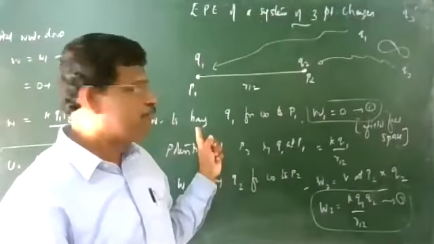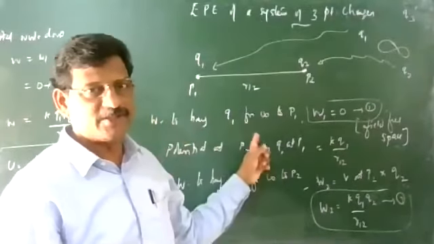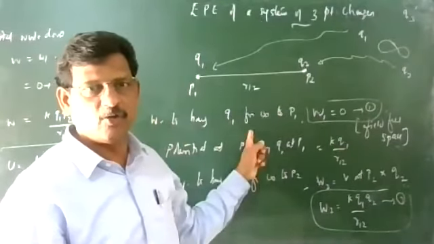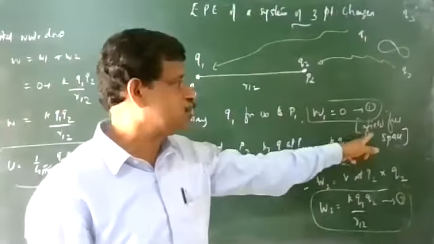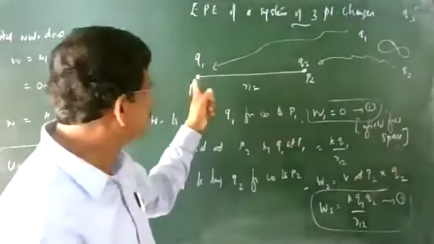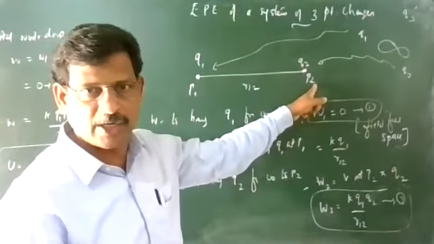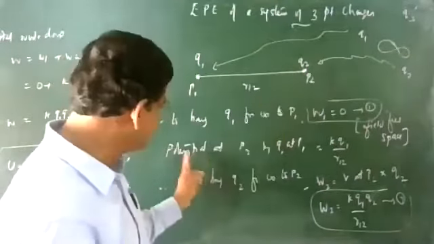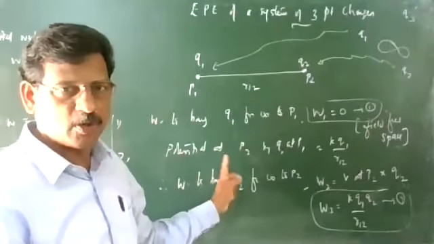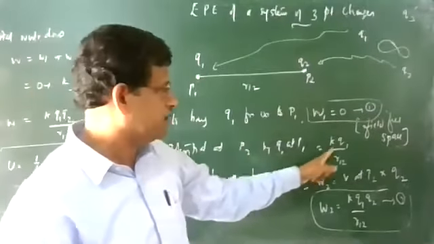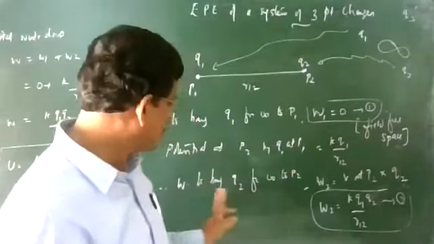First one, exactly the same. We are going to bring Q1 from infinity to point P1, but we don't do work because there is no field. Once it is there, it produces its field and potential. P2 you are taking, which is at a distance R12, exactly the same step. So find the potential at P2 by Q1 at P1: A Q1 by R12.